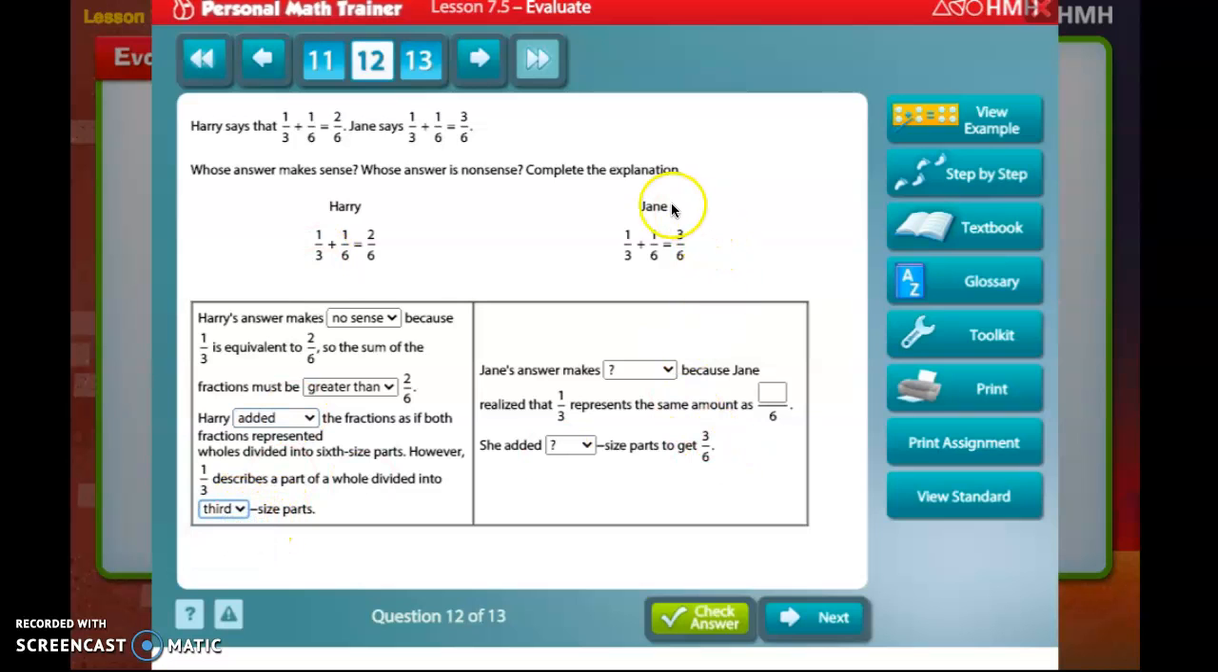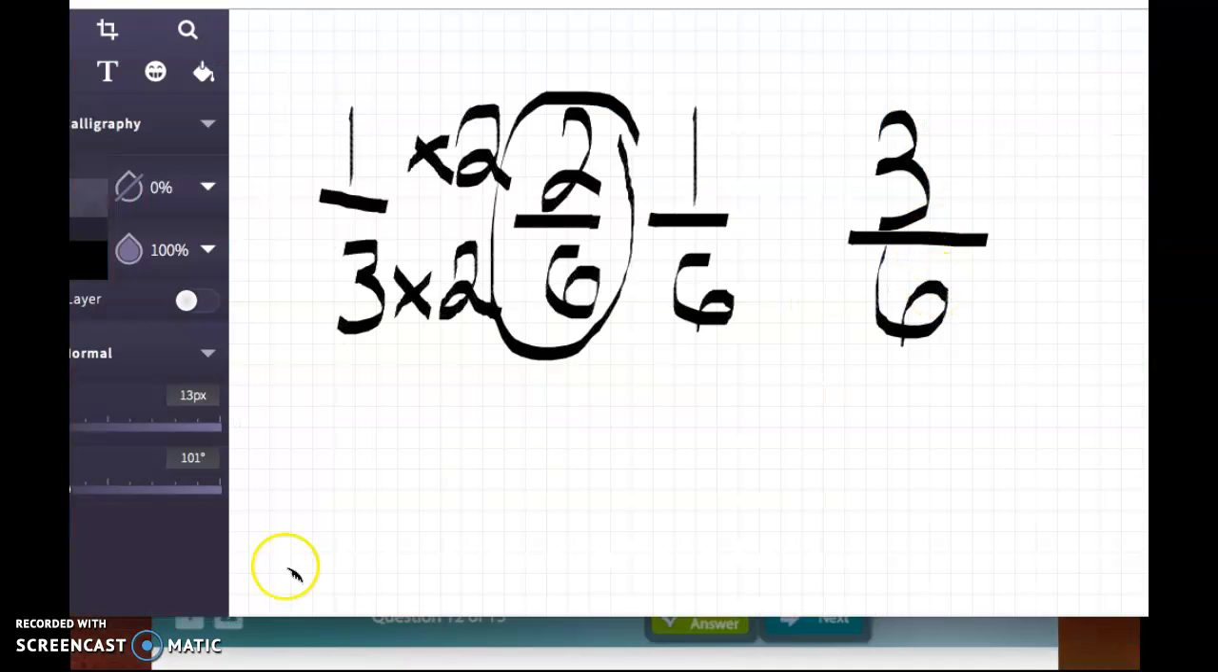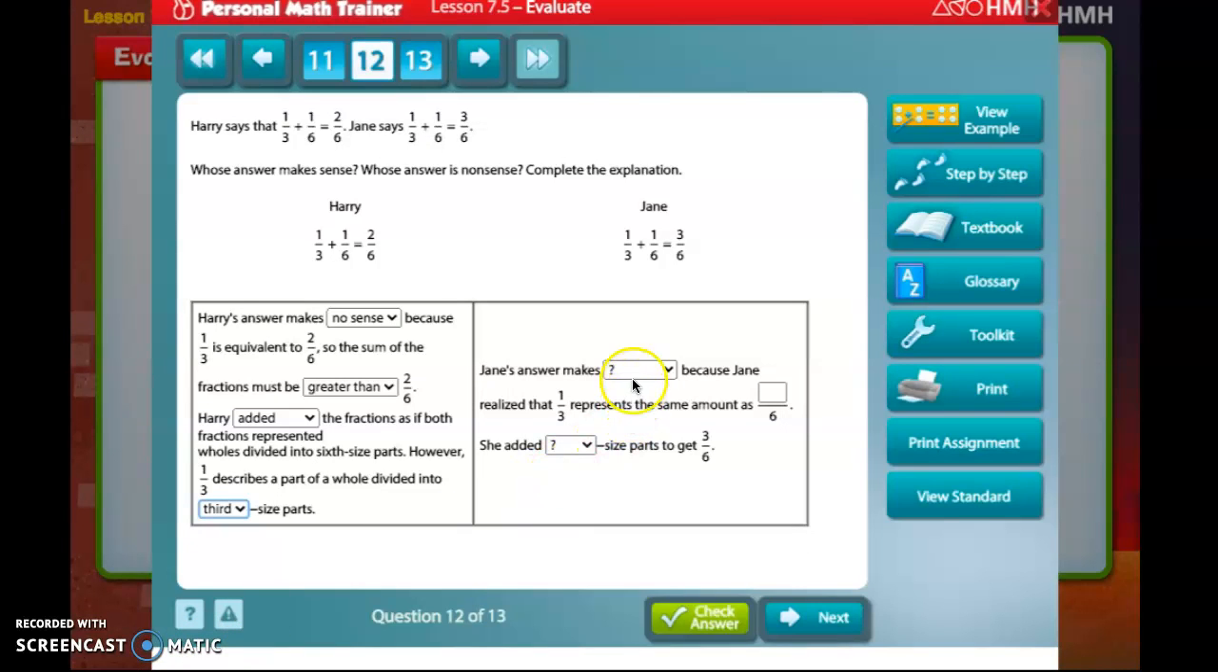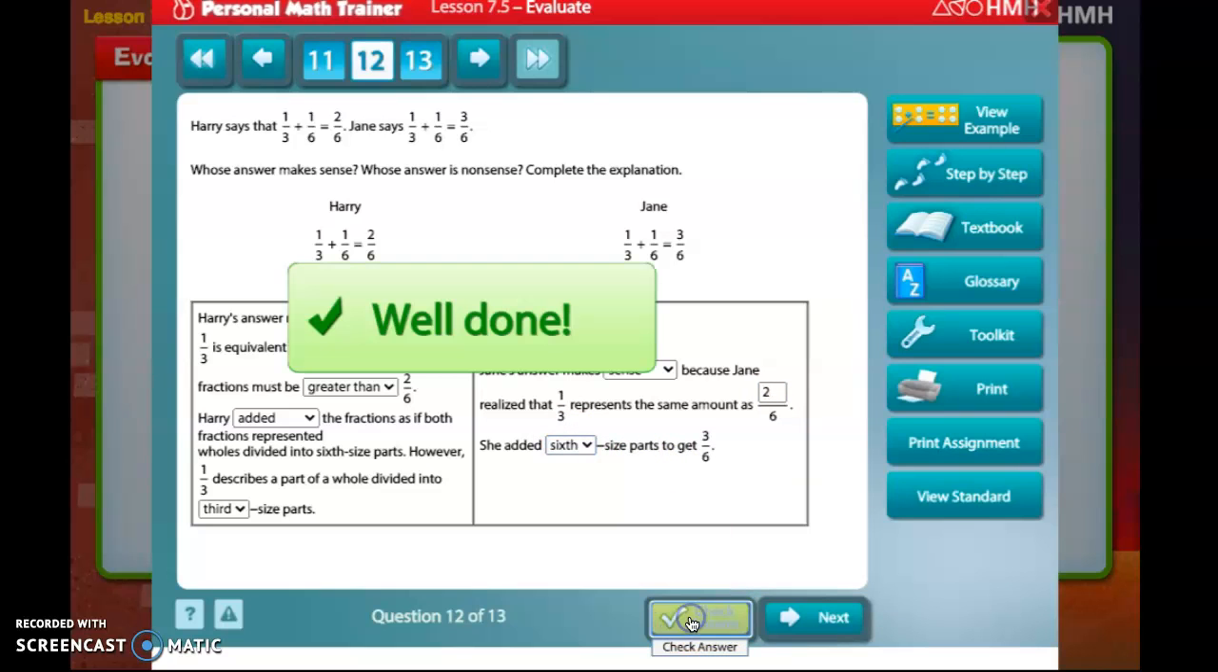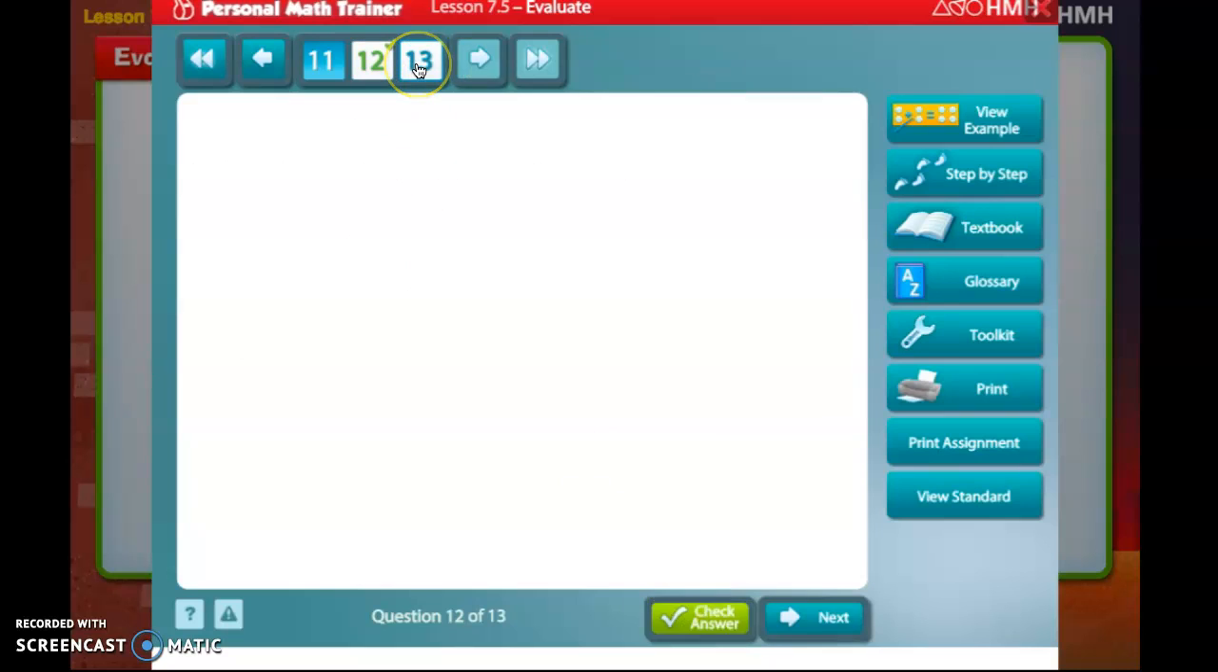Alrighty. Jane's answer is 3 over 6. Now, when I go back to my drawing, I know that that's correct. So Jane's answer makes sense because Jane realized that 1/3 represents the same amount as 2 over 6, right? We just did that work. So she added 6 size pieces to get 3 over 6. Click check answer, and you're ready to move on to the next one.